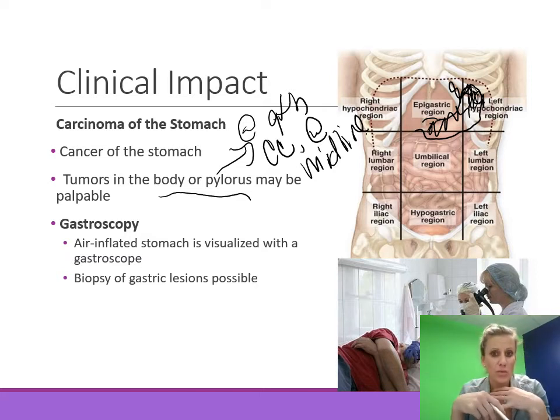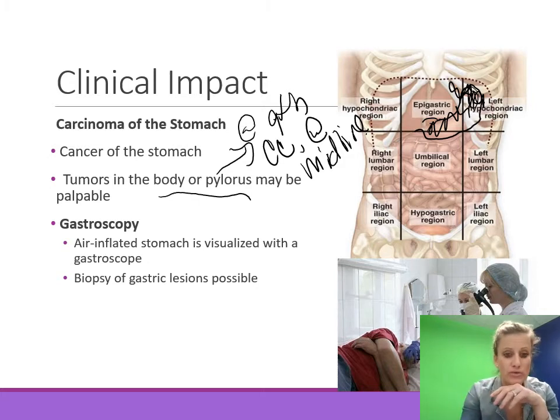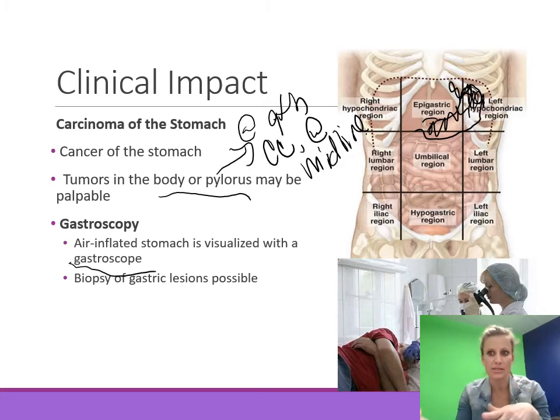Gastroscopy is a way that we can visualize the mucosa of the stomach to look for abnormalities. In gastroscopy, we utilize a gastroscope to visualize the stomach, and we inflate the stomach with air first. Inflating the stomach with air stretches it out, and that allows for a flattening of the rugae and a better visualization of the mucosa of the stomach. We can also take a biopsy of a gastric lesion if we do see something abnormal that we want to biopsy.